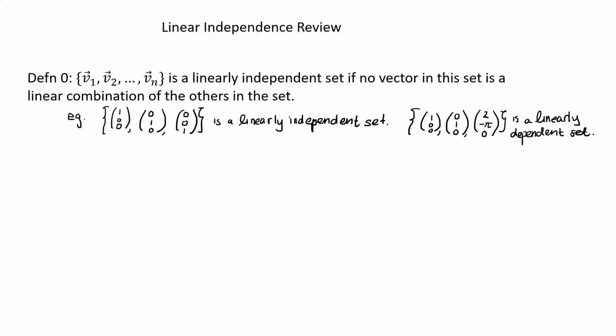In contrast, the second set (1, 0, 0), (0, 1, 0), (2, -π, 0) is a linearly dependent set, or another way of saying this is that it's not linearly independent. And that's because this third vector here can be written as a linear combination of the first two. And what that means is that this direction is nothing new. We could have gotten it from the other two directions. So we could safely omit this vector without changing the set of points that we can explore.